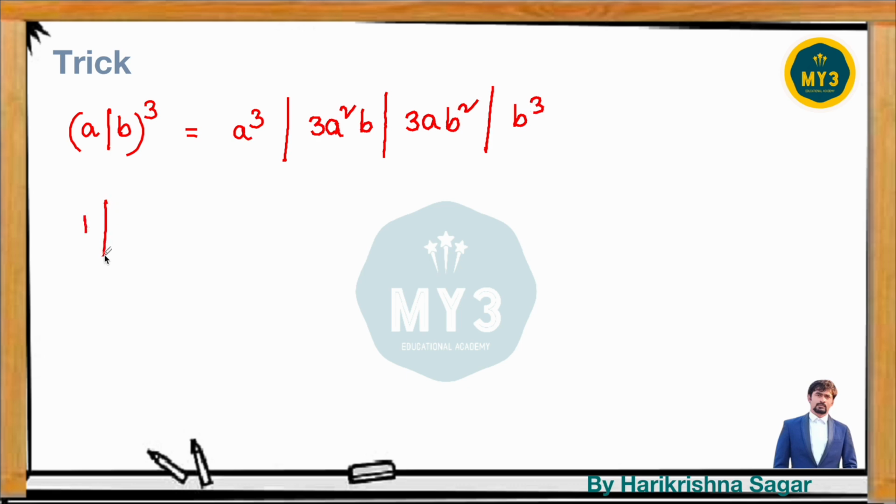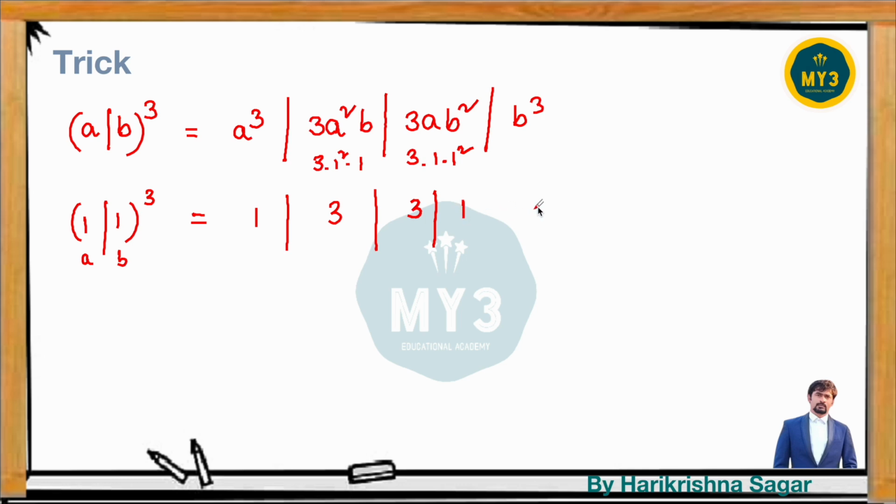For example, I want to find out the 11 cube value. So, what is the a value here? 1. What is the b value here? 1. Substitute here. A cube means 1 cube which is equal to 1. 3a square b. That means 3 times 1 square into 1 which is equal to 3. And 3ab square, 3 times 1 into 1 square which is equal to 3. And b cube means 1 cube which is equal to 1. So directly you can say 11 cube value will be equal to 1331. If you have a carry, use the carry concept as we applied for the square number.